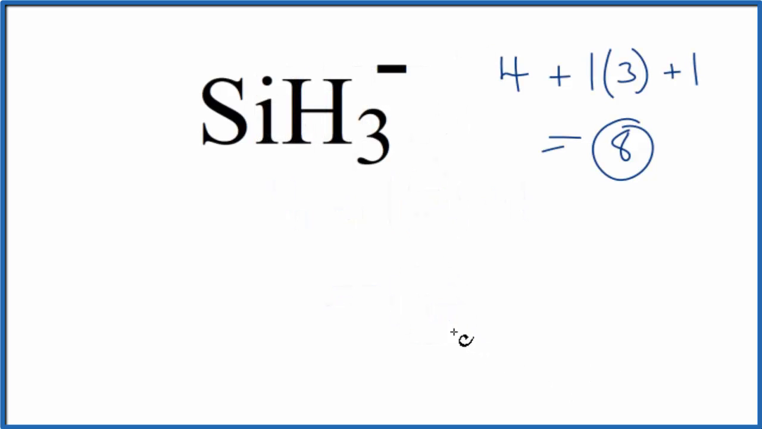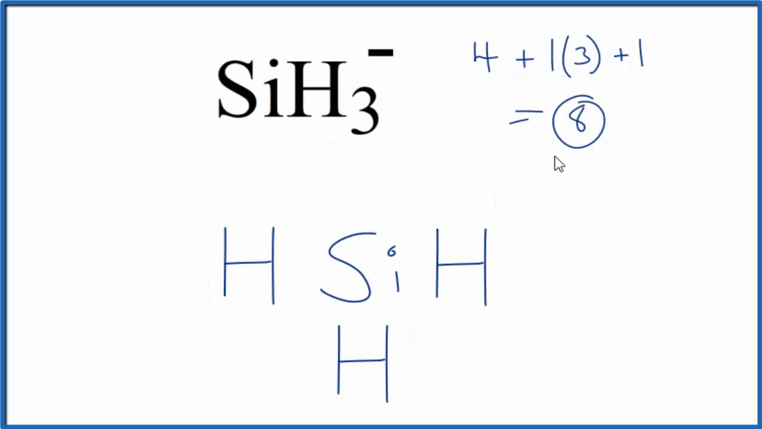We'll put the least electronegative element in the center of our Lewis structure, so we have our Si here, and then we'll put 3 hydrogens around it. So we have 8 total valence electrons for SiH3-. We'll put 2 between atoms. That'll form the bond between that Si and the H there.